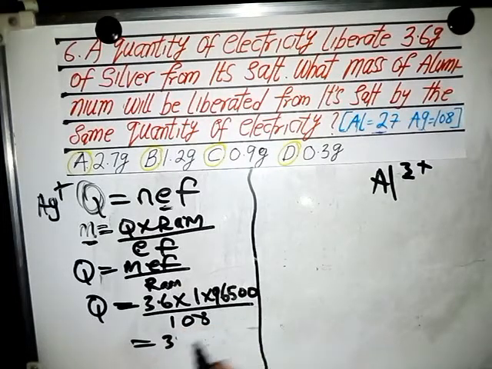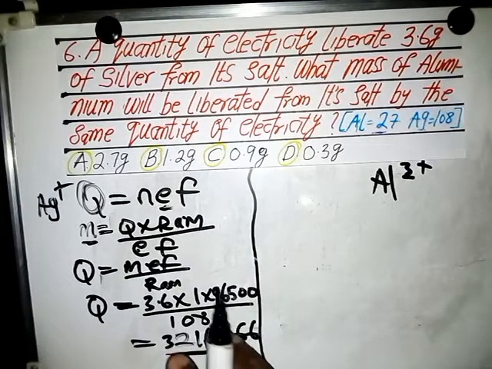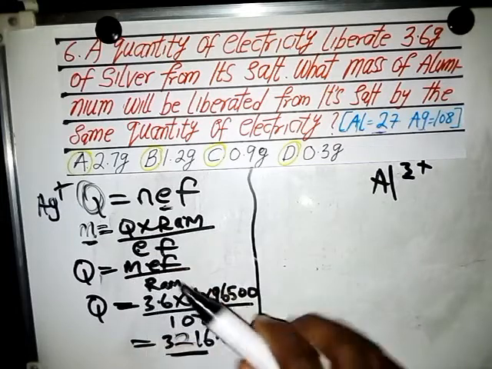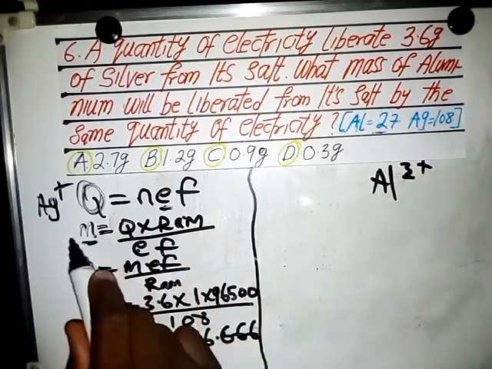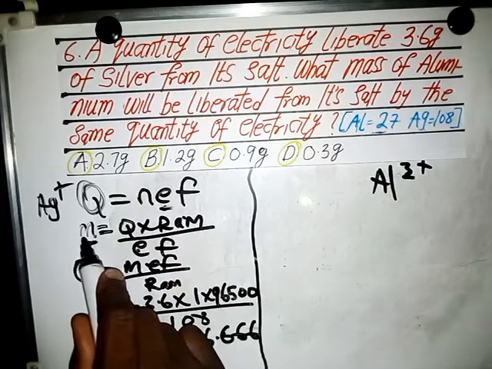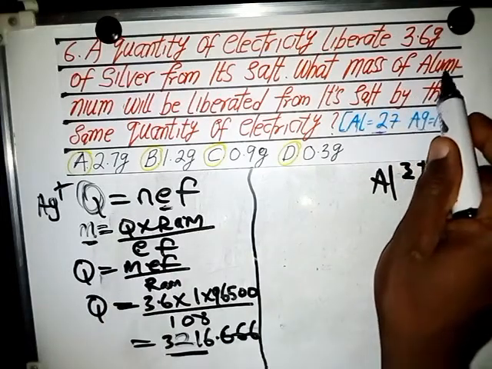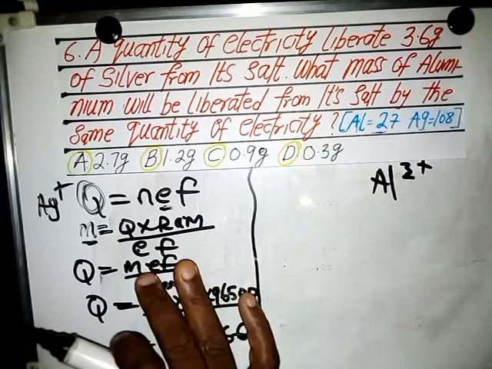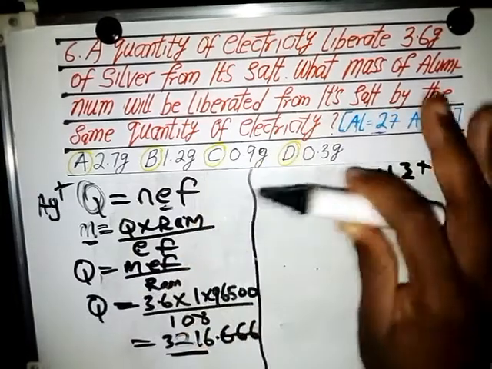That's 3216.666. Okay, so this is the quantity of electricity. From here, I'm going to use the same formula, but in this case, I'm going to be looking for M for aluminium. I'm going to calculate the mass for aluminium.